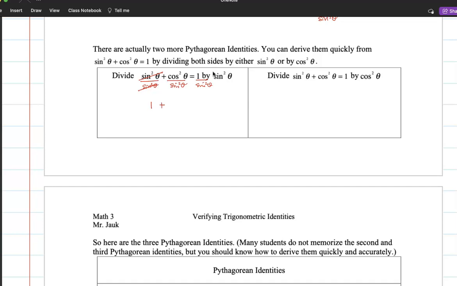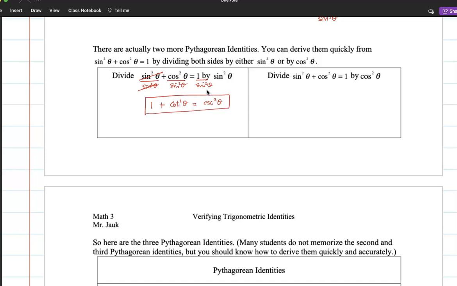That's cot squared theta, which is equal to 1 over sine squared theta. And 1 over sine is cosec. So it is cosec squared theta. This is your other Pythagorean identity.